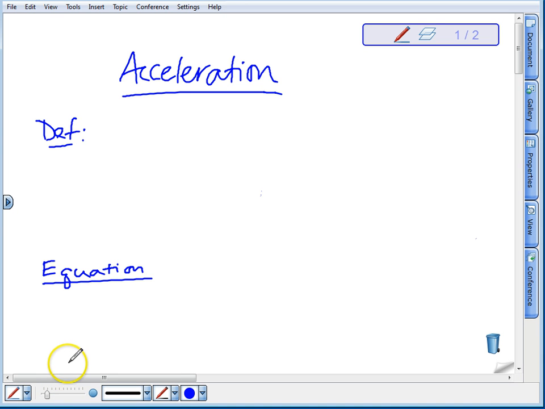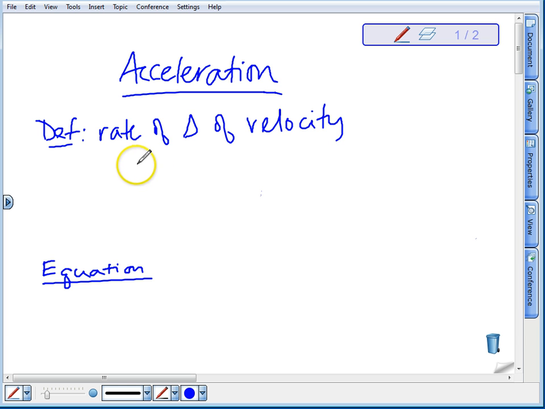Let's talk about acceleration. Acceleration is the rate of change in your velocity. So if you're changing your velocity, then you are accelerating. You can change your velocity, remember, by changing your direction, that would change your velocity, or by changing your speed. Because acceleration includes direction, that makes it a vector quantity.